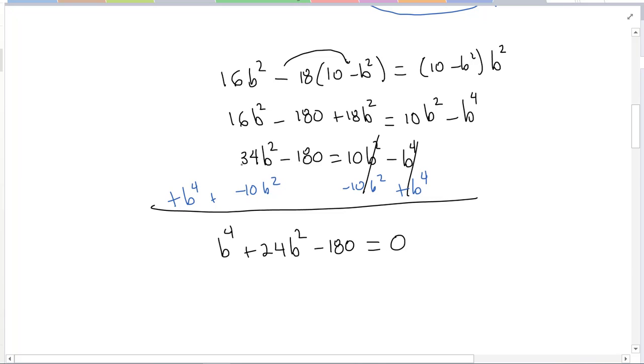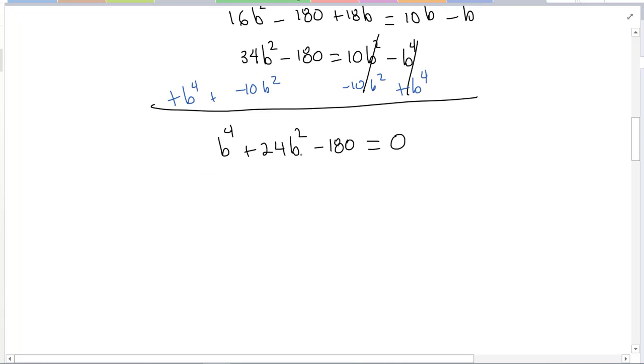Here those cancel. So this has the form of a quadratic. Notice that 4 is double the 2 there. So this is a quadratic equation. And hopefully we can factor it. And if you can't factor it, then you use the quadratic formula.